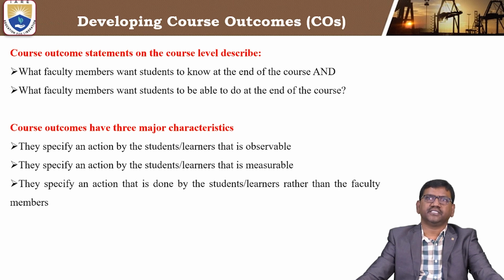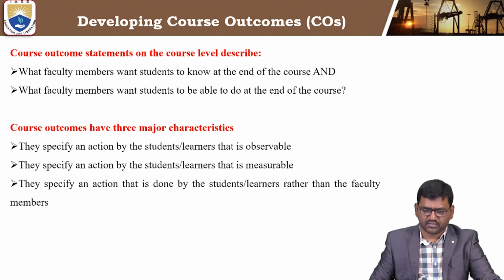Course outcomes have 3 major characteristics. They specify an action by the students or learners that is observable. They specify an action by the students or learners that is measurable. They specify an action that is done by the students or learners rather than the faculty members.